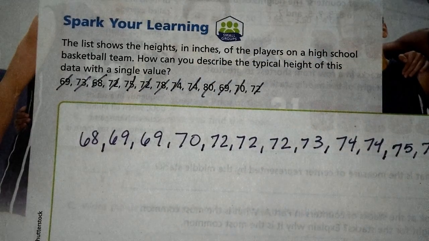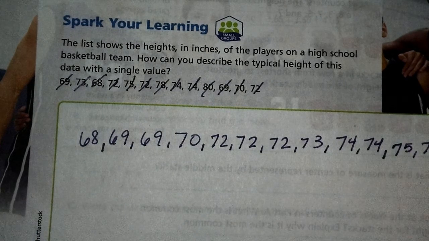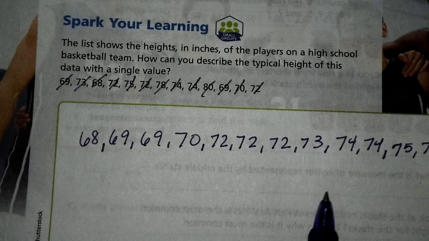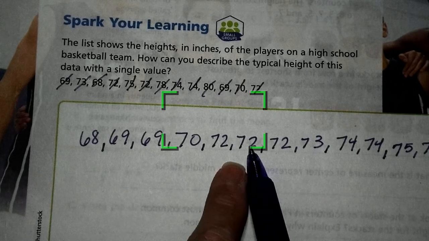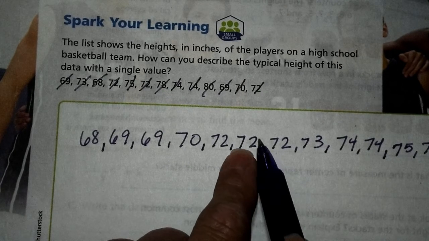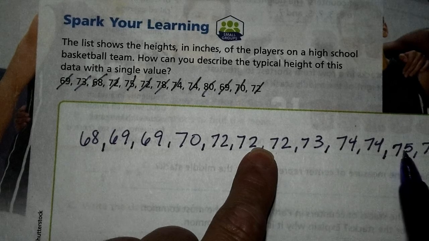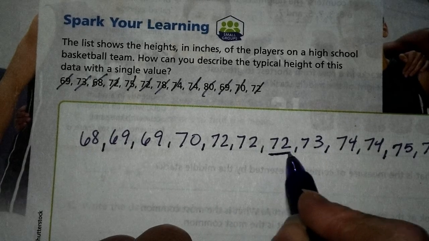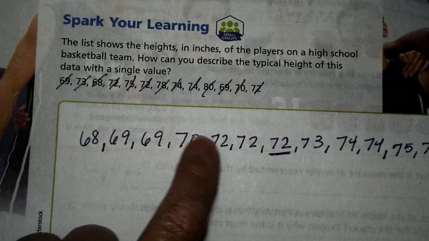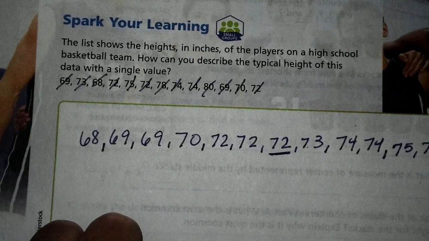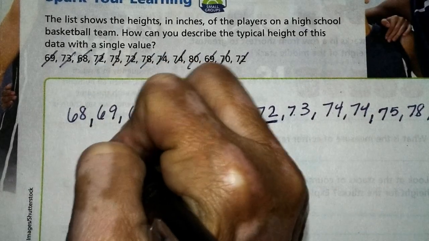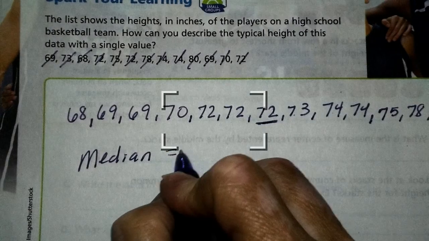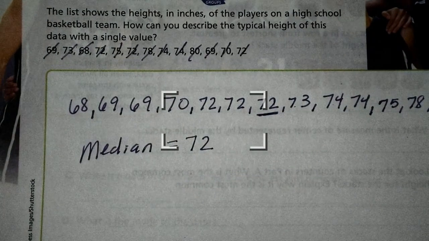All right, so the typical height would probably be the one that is in the middle. So 1, 2, 3, 4, 5, 6, and that's 6 data points here. So 1, 2, 3, 4, 5, 6, 7. So that means this 72 would be the middle, right? 6 on one side, 6 on the other. So we call that the median. So the median is 72.